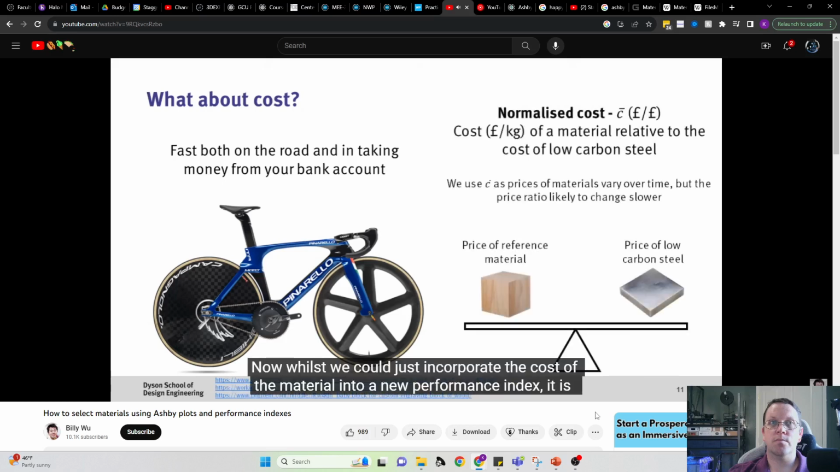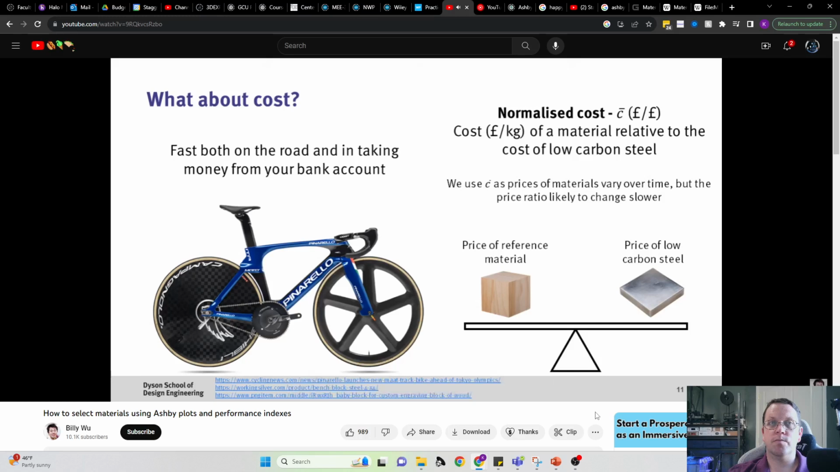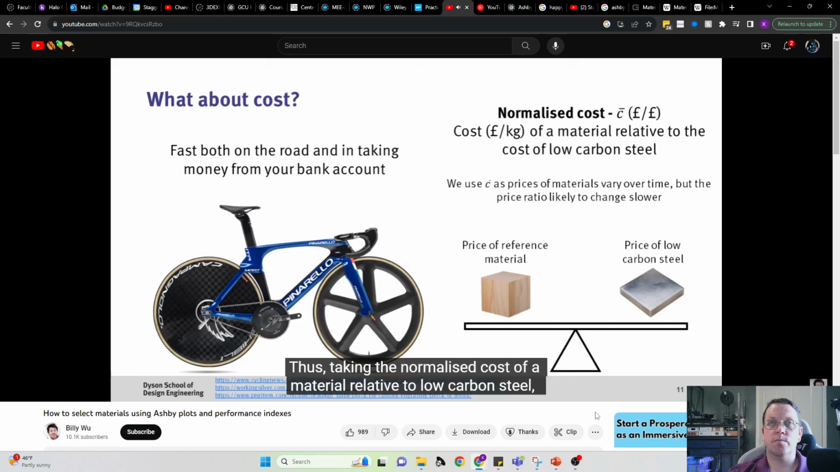Now, whilst we could just incorporate the cost of materials into a new performance index, it's often better to use normalized cost of a material relative to low-carbon steel. The rationale for this is that material prices fluctuate over time, and therefore the optimal solution will depend on when you do the analysis. However, the relative cost of materials in theory varies less than their absolute values. Thus, taking the normalized cost of a material relative to low-carbon steel, which has a very stable price, can give much more consistent answers.